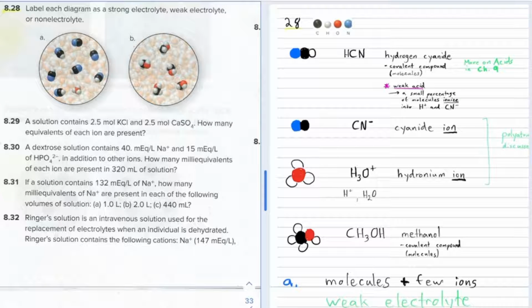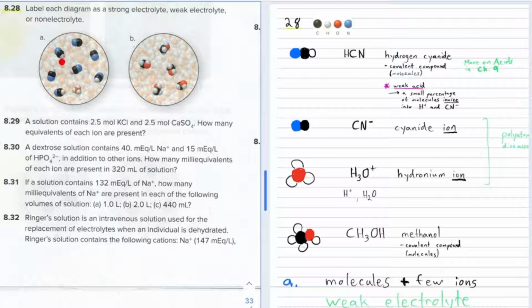Problem 28. Label each diagram as a strong electrolyte, weak electrolyte, or non-electrolyte. And we have two diagrams here. So what are these particles that are dissolved in the water?